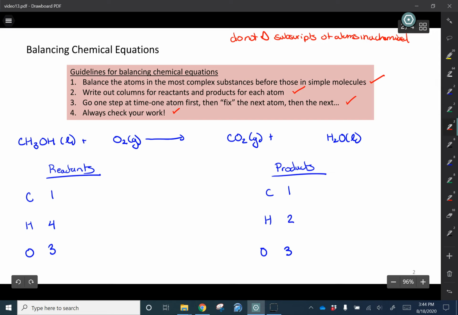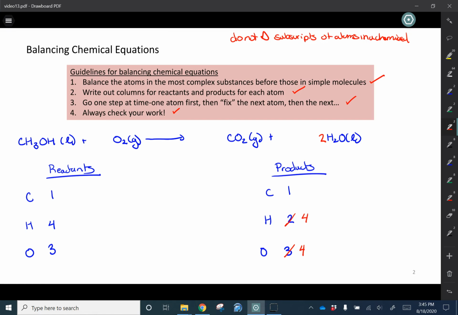So we know that we have more hydrogens on the reactant side than the product side. So we're going to fix that by saying, well, let's just give ourselves 2 moles of water. If we have 2 moles of water on the product side, we'll have 4 moles of hydrogens, and we will change our oxygens from 3 to 4 moles.